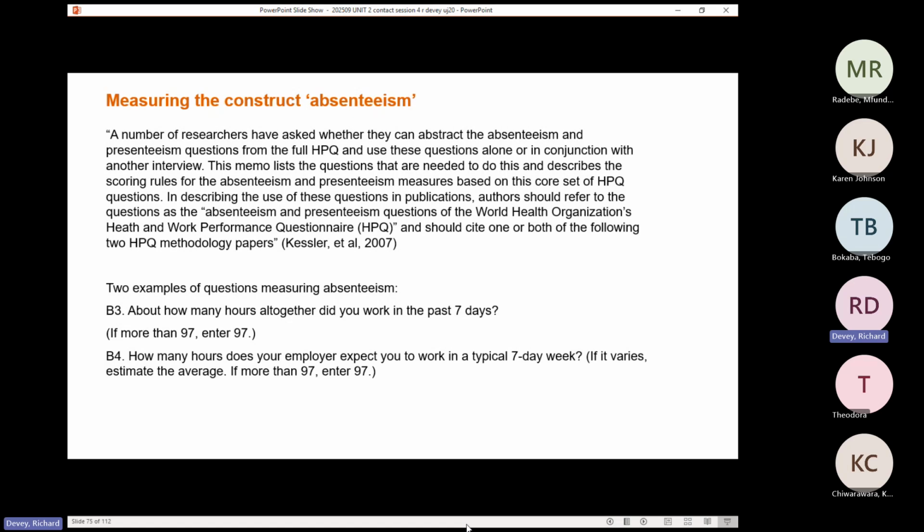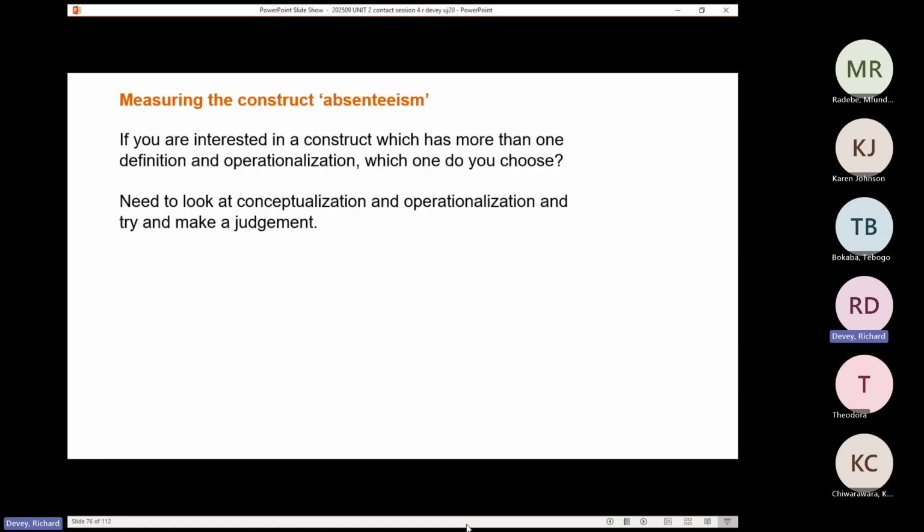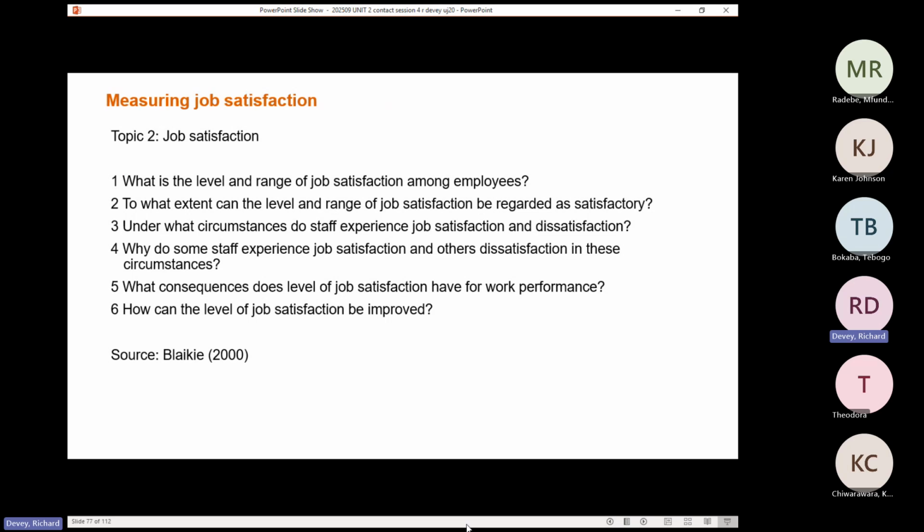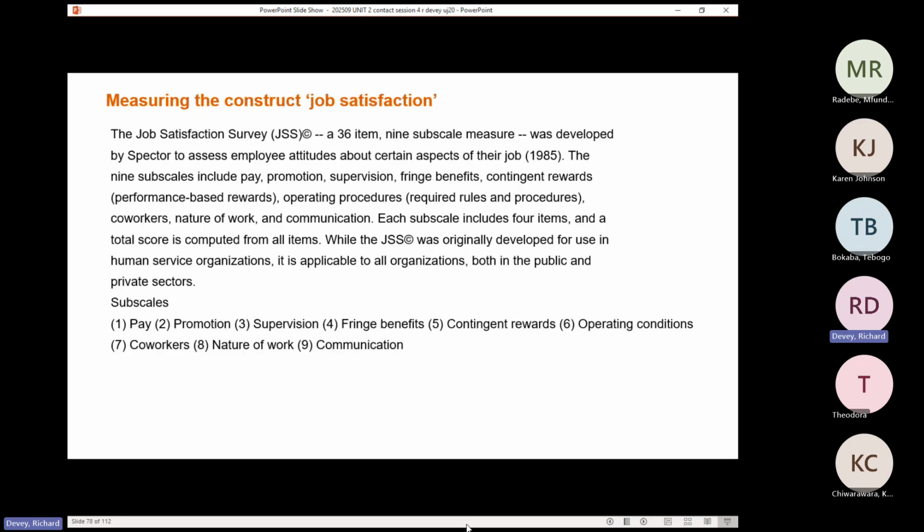So that's an example. And then let's look at moving on. This is job satisfaction. So these are questions measuring job satisfaction. And so the concept here that we're measuring is job satisfaction. And then there's two examples of scales which measure, or questionnaires which measure job satisfaction that I've given here.